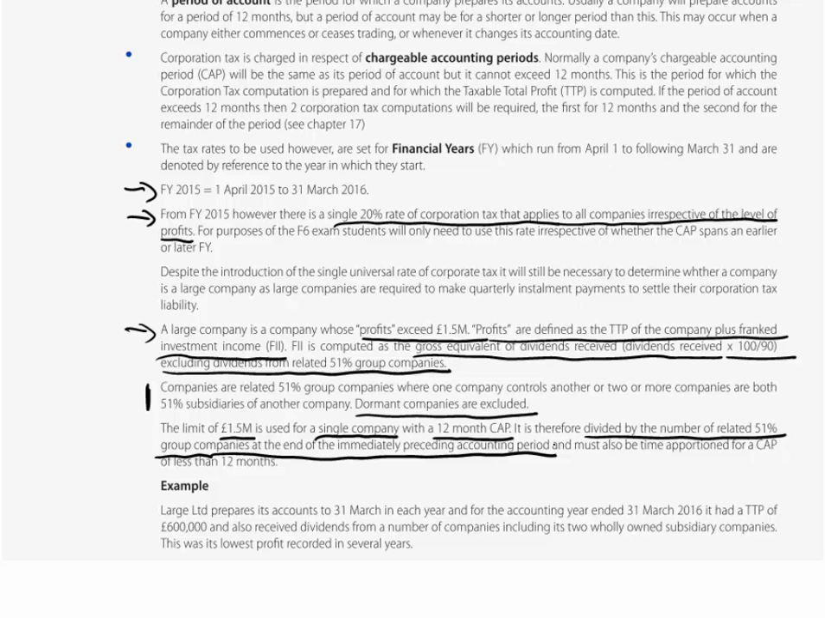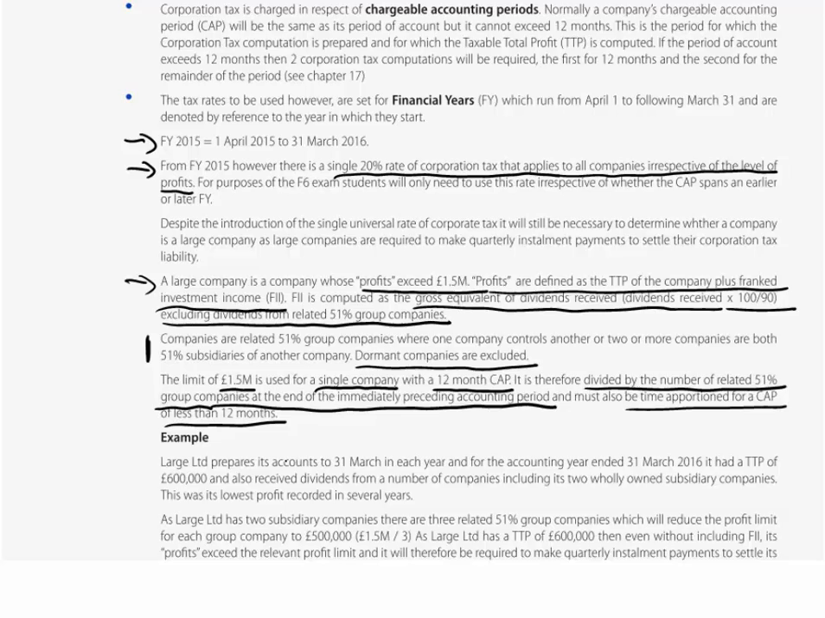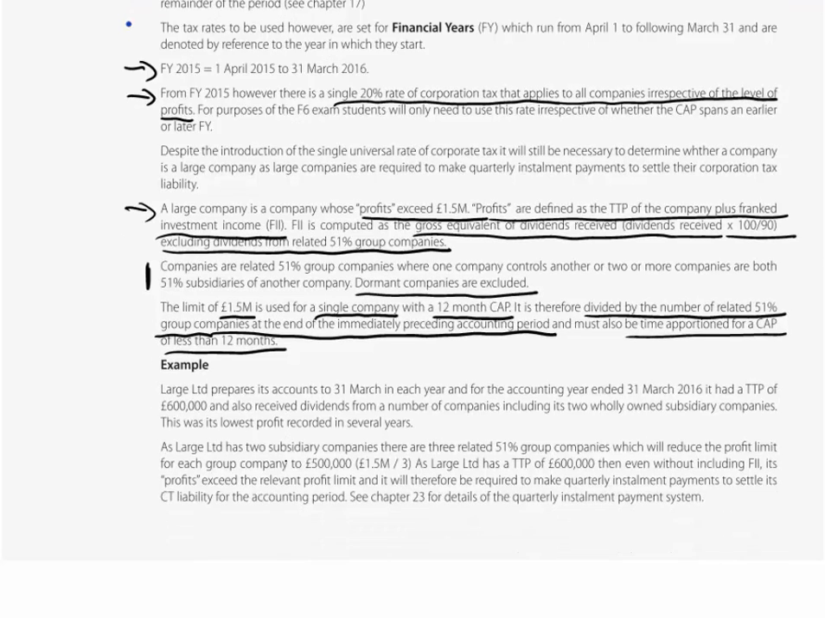If, of course, we had a short chargeable accounting period, then we had to time apportion that limit as well, short being less than 12 months. We then did that example here on the first page of Chapter 16.